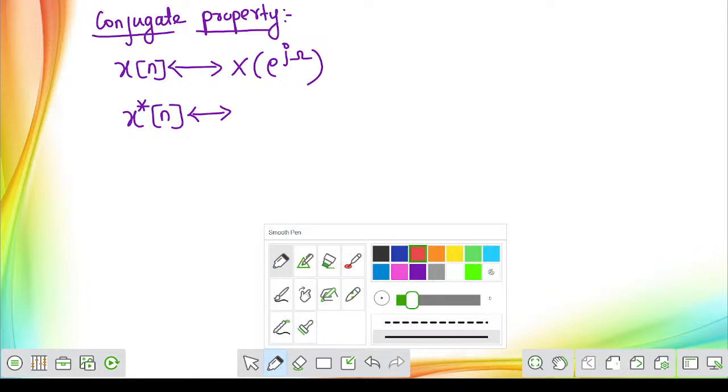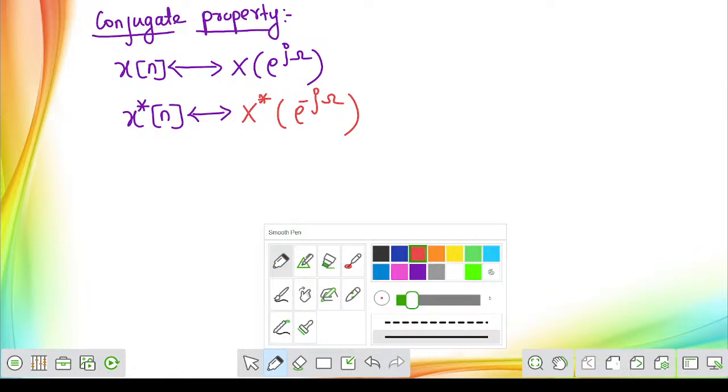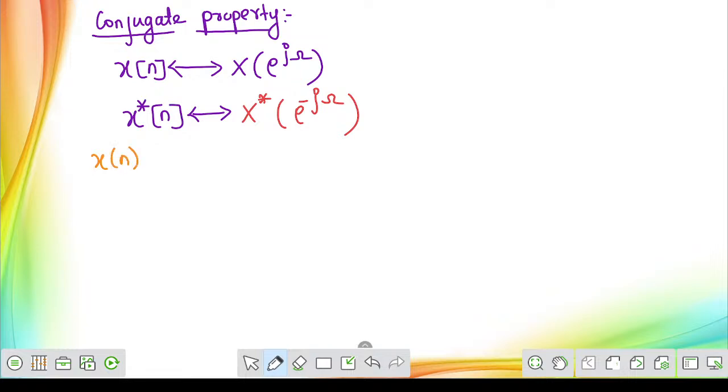Same thing in the continuous time domain also, I wrote the same. Here also what you will be getting is X conjugate of e power minus j omega in the frequency domain. It is given that x of n is a real signal. If x of n is a real signal, then what will be the corresponding property in the frequency domain?